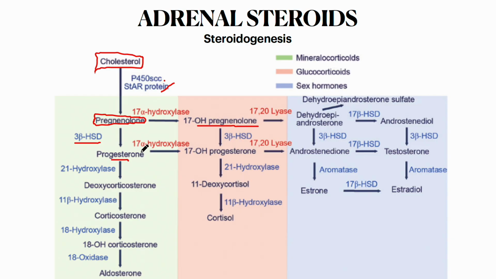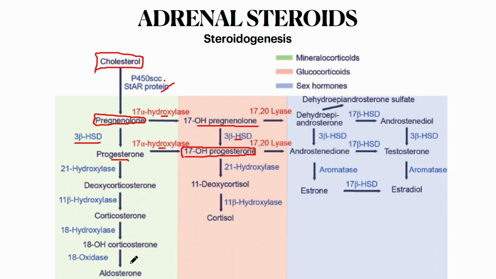And this progesterone, in the presence of 17 alpha hydroxylase, again forms 17 hydroxy progesterone, right? So the goal of these three substrates is to form 17 hydroxy progesterone in this case, in glucocorticoids. So pregnenolone converting to 17 hydroxy pregnenolone, in the presence of 3 beta HSD, just like here, will get converted into 17 hydroxy progesterone, right?